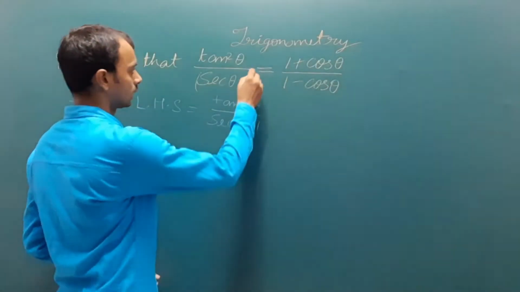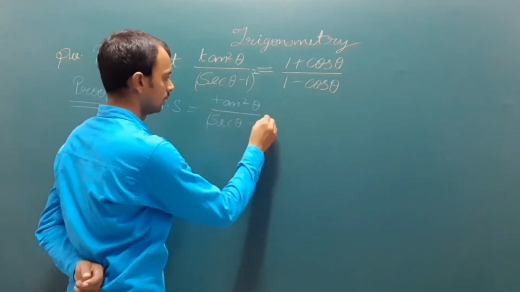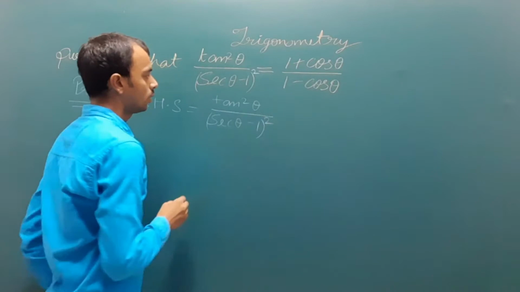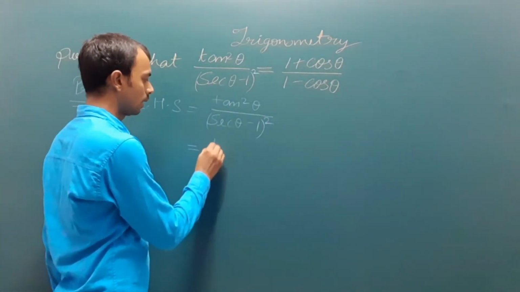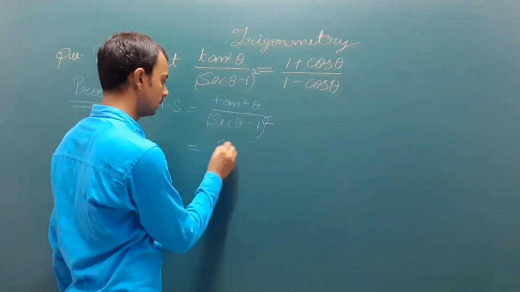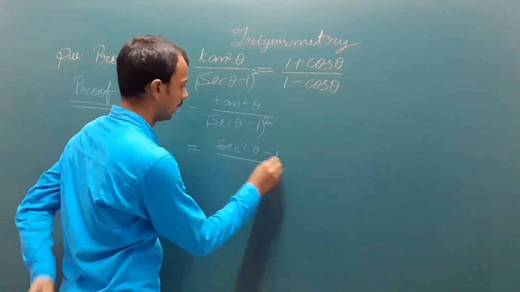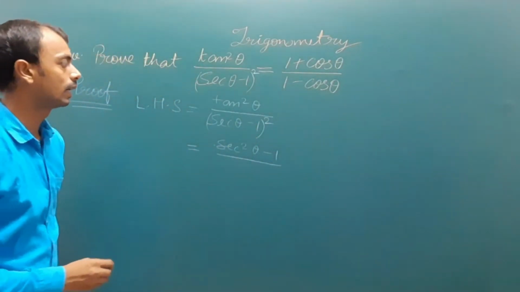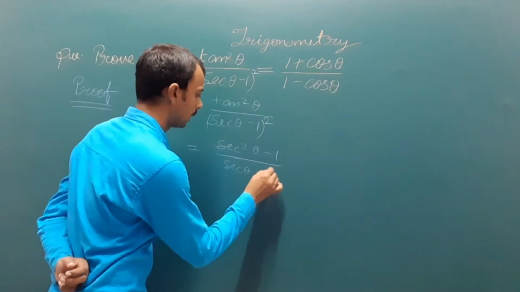Actually the question is (sec theta minus 1) the whole square. So (sec theta minus 1) the whole square. As I have told you, tan square theta can be written as sec square theta minus 1, isn't it? So I will write sec square theta minus 1, and at the denominator part, we have sec theta minus 1.